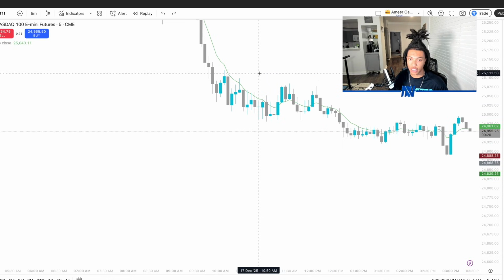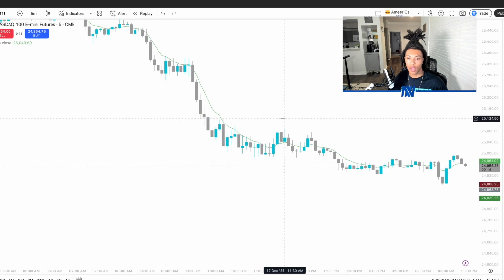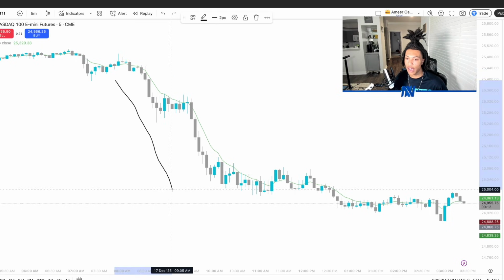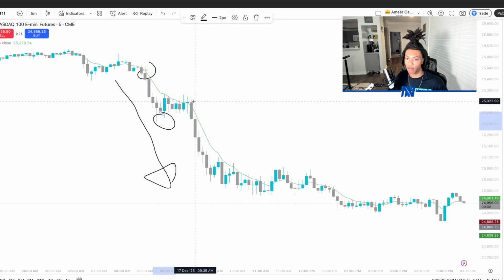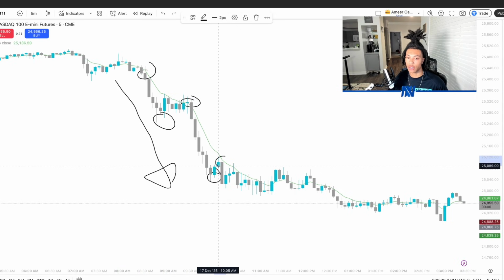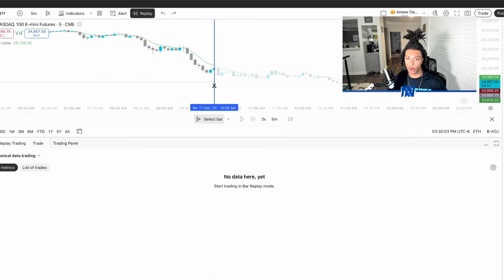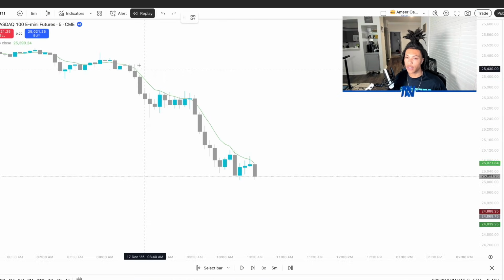So with these rejections, we always want some type of pullback to the 8 EMA to confirm respect for this trend. So for example, to the downside here, we have lower highs and lower lows being formed under this 8 EMA, which signals a strong bearish trend going to the downside. Let me just go to market replay here, since we did hop on at 10:30. But yes, we wanted to see lower highs and lower lows being formed under this 8 EMA.